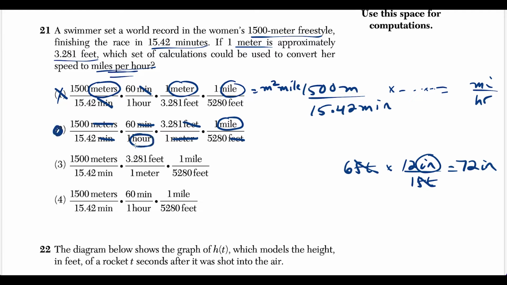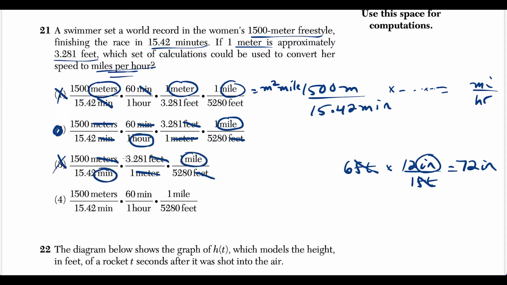Okay, there are 60 minutes in 1 hour, 3.281 feet per 1 meter, which was given to us, and in 1 mile, there's 5,280 feet. Now, the reason why these choices are no good is that once meters cancel out, and feet cancel out, we're left with miles per minute. And we want miles per hour.